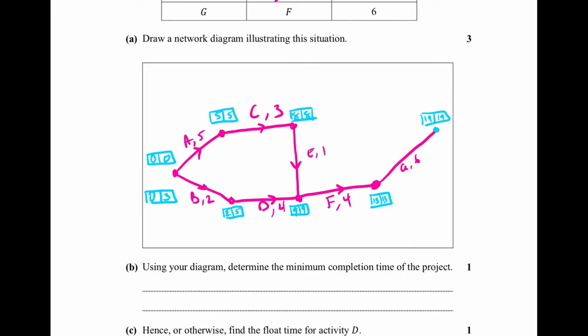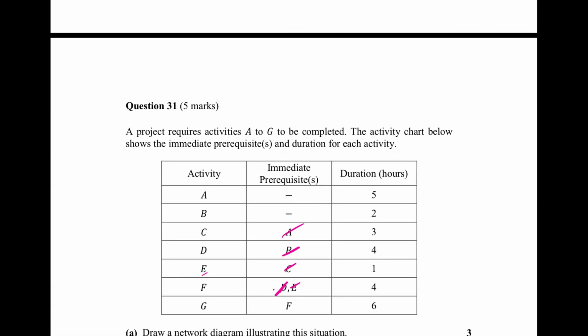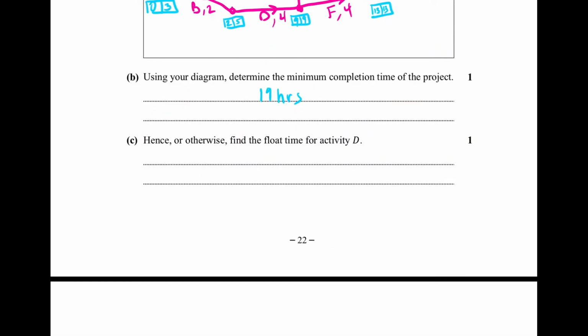Cool. Determine the minimum completion time of the project. So it is 19. Is this hours or days? What are we dealing with here? Hours. Okay, for question C, hence or otherwise find the float time for activity D.